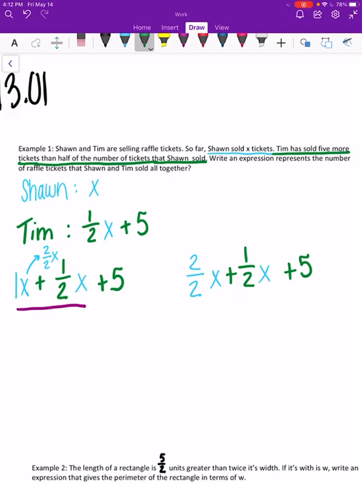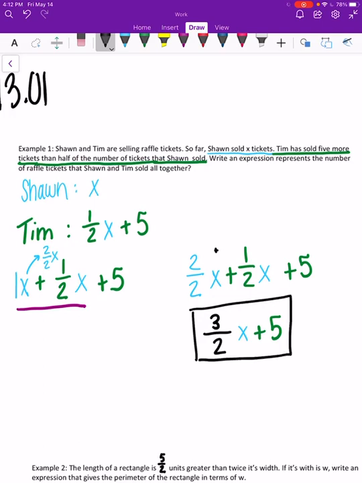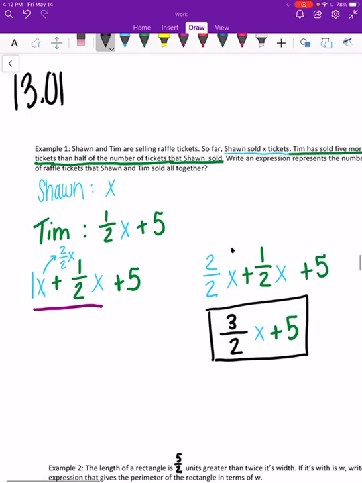Now 2 over 2x plus 1/2 x. Remember when we add, we just add the top numbers. So 2 plus 1 is 3. Keep the bottom number. So we have 3/2 x plus 5. And however many tickets Sean sold, we can plug that in for X and find out how many tickets they sold all together. There's our answer. 3/2 x plus 5.